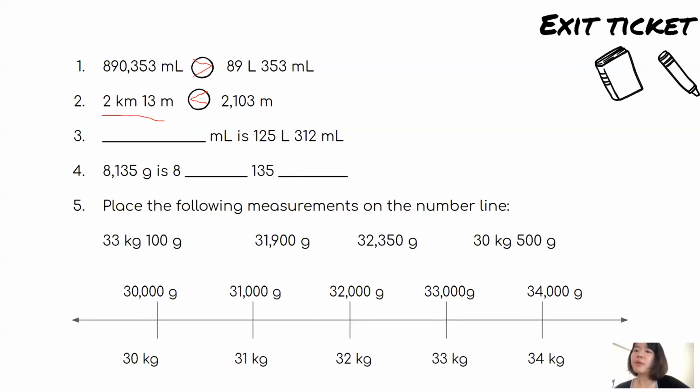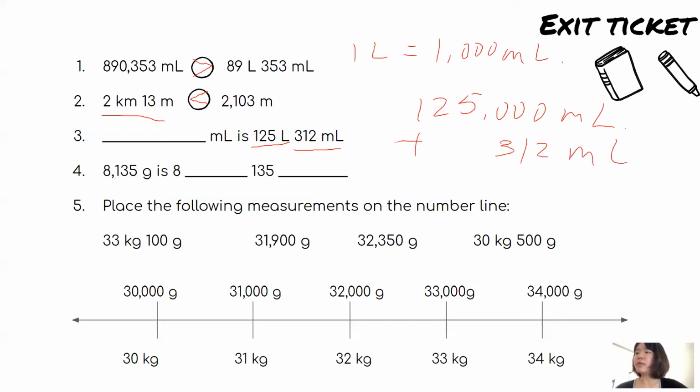Okay, and the third question, how many millimeters is 125 liters 312 millimeters? So we know 1 liter is equal to 1000 millimeters. And with 125 liters, that will be 125,000 millimeters. And we have 312 millimeters. So 125,000 millimeters plus 312 millimeters. That will give us 125,312 millimeters.